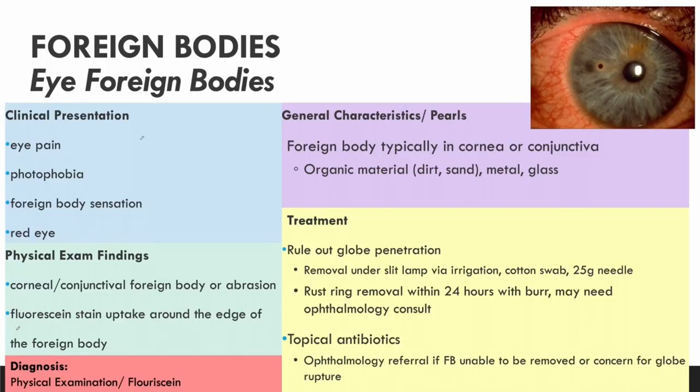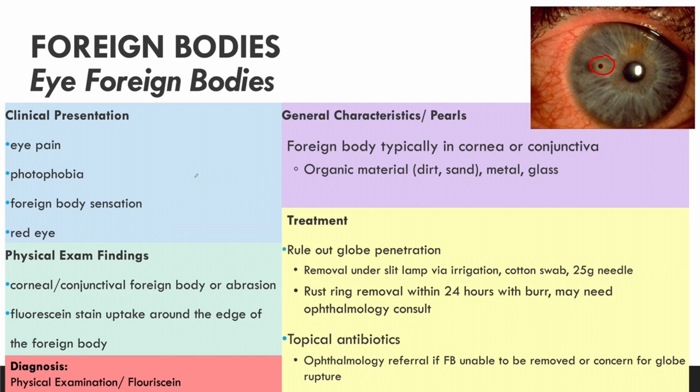So let's first talk about eye foreign bodies. The most common foreign bodies that we see in the eye are dust, dirt, particles, pieces of grass that float up like when we're mowing the lawn. Another really common foreign body that we see is what's pictured here, which is a metallic foreign body. We see that a lot with folks that grind metal or weld. They can also get sand in the eye, dirt, things like that.